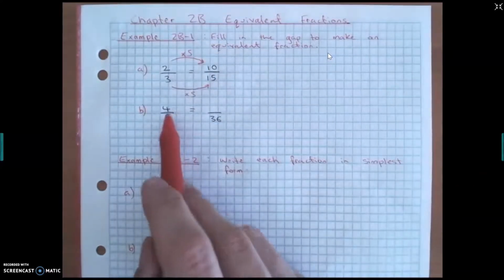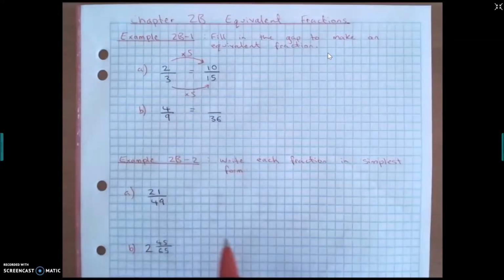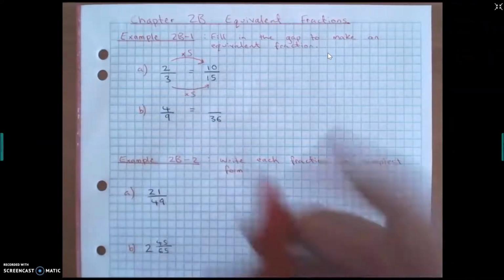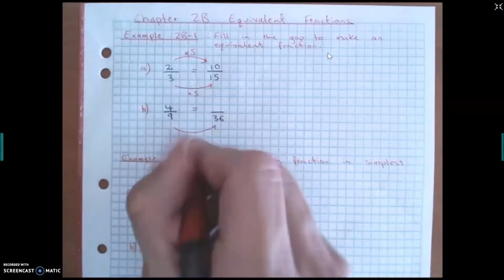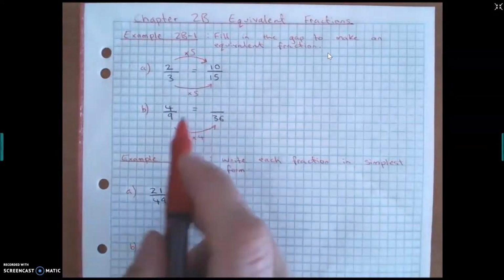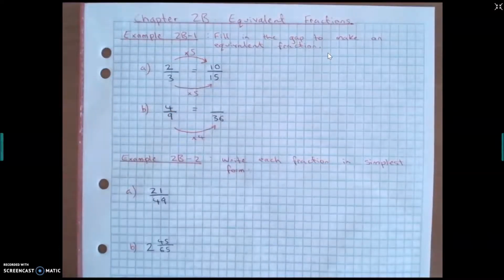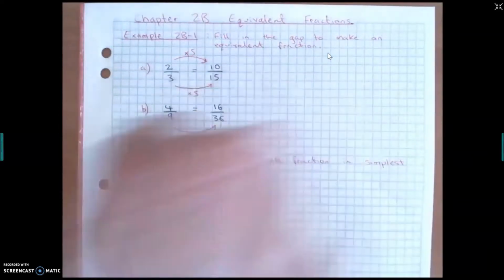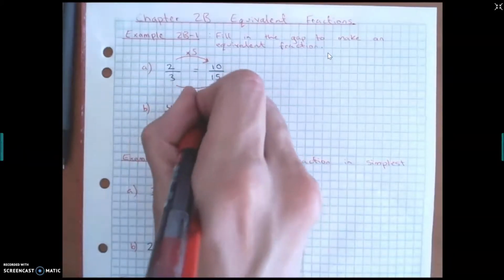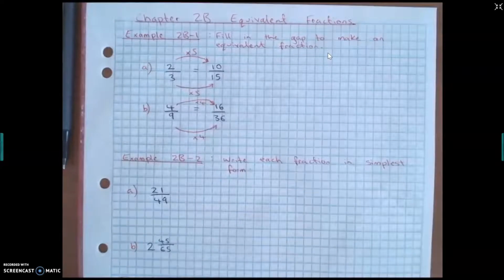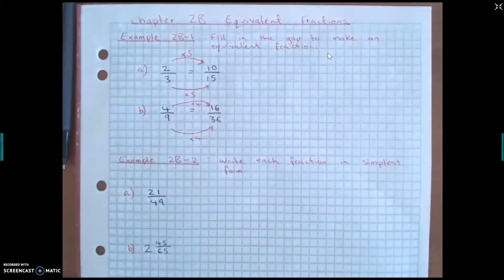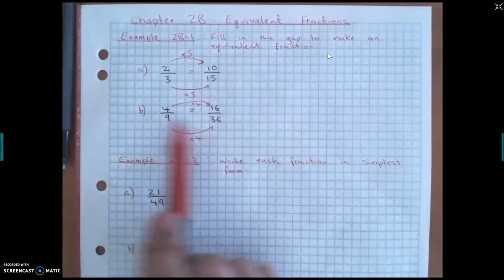I'll do another example. So we have 4 over 9 is equal to something over 36. Now, for us to get 36 from 9, I've multiplied 9 by 4. So if I want an equivalent fraction, all I have to do is multiply 4 by 4, which is going to give me 16. So I've multiplied by 4 to give me 16 over 36. So this fraction here is equivalent to that fraction, and both of these have the same numerical value.